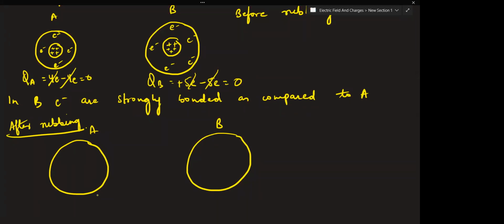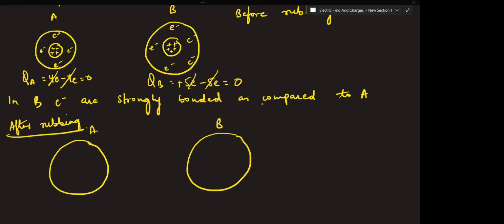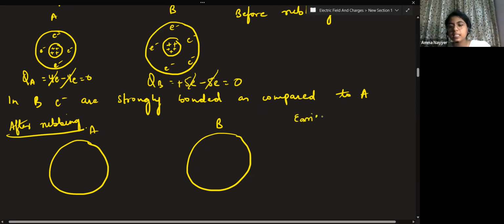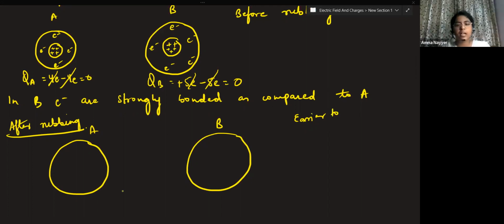A. Removal in? Yes, somebody answered. Atif answered. Removal in A. Yes, right. Easier to remove electrons from A. So definitely it is easier, because B is strongly bonded. Aisha has also answered. Memuna has also answered. And Shabya, yes, right, A. Because electrons are strongly bonded in B, removal of electrons from B will be difficult.